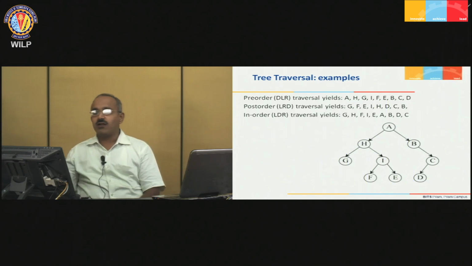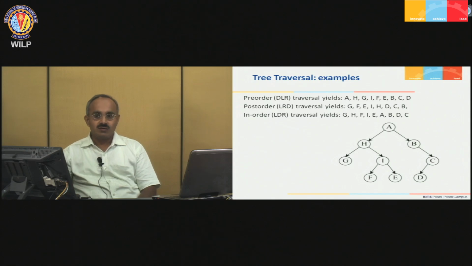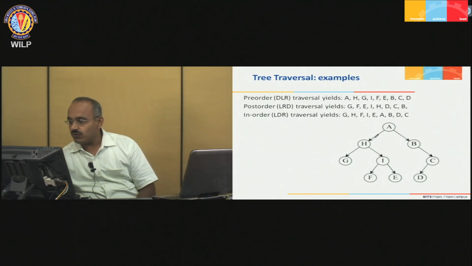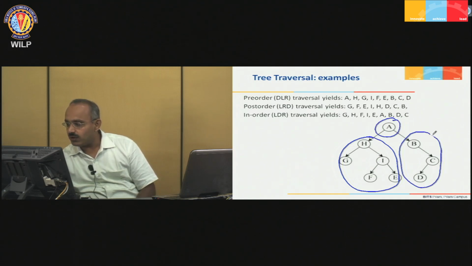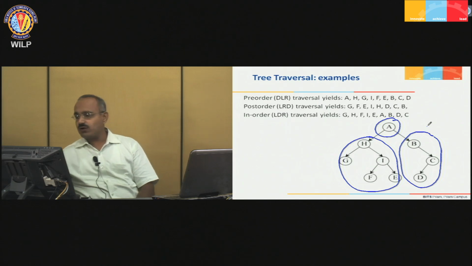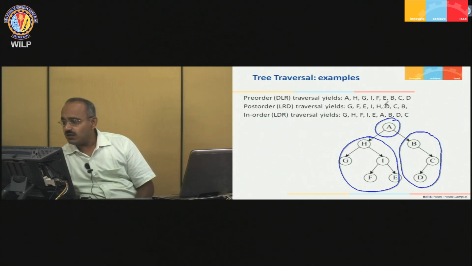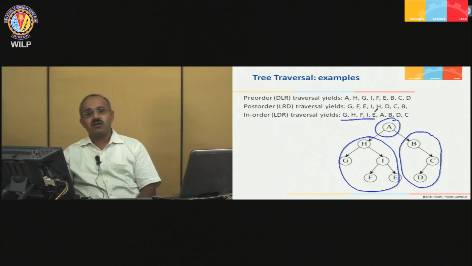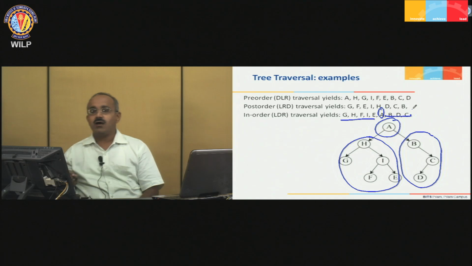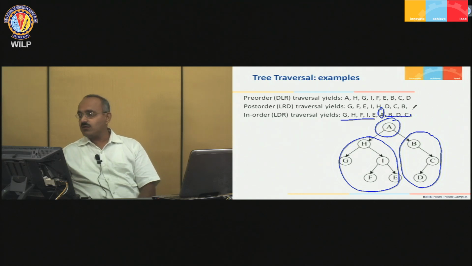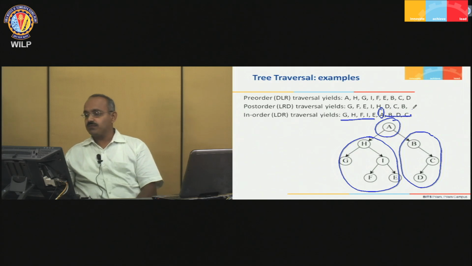Similarly, let me look at the in-order traversal. In-order is left, root, and right. So in-order would be first traverse the left subtree in order, then go to the root, and then traverse the right subtree in order. I will not work out the details, but it is easy to see that the nodes of the left subtree are visited in order, then you are going to visit A, and then the nodes of the right subtree in in-order traversal.